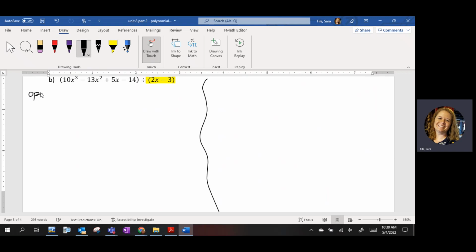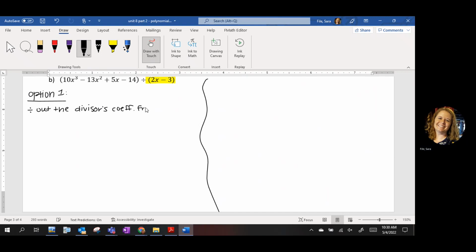So option 1 is to divide out the divisor's coefficient from everything first. So that coefficient is a 2. So I'm going to divide everything by 2 to get rid of it.